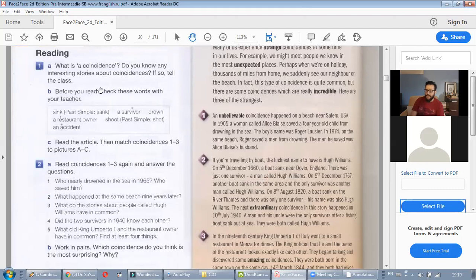All right, so here, let's talk a little bit about coincidences. Here we have a few words. We have sink, a few verbs, I think, mixed, not just verbs. So we have sink, the past is sank. We have survivor, drown, restaurant owner, shoot, and the past is shot.